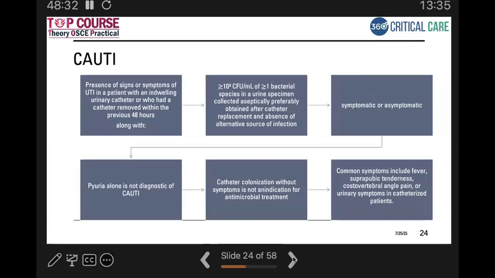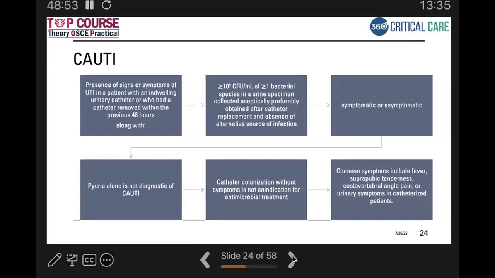Along with that, the patient should have more than or equal to 10 power 3 colony forming units of one bacteria or more than one bacteria. And an important point is that it should be collected aseptically, more preferably from a newly replaced catheter rather than taking it from the older catheter.